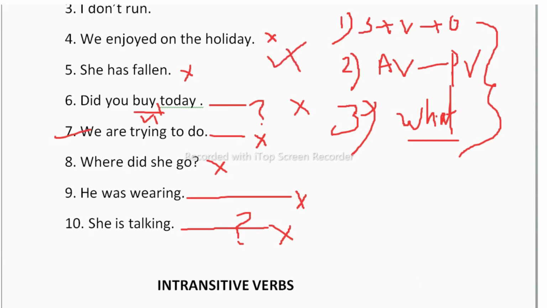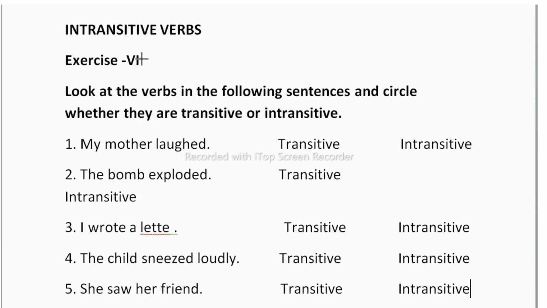Now let us move to the next part. So now let us see these verbs. Intransitive verbs, I already told you the definition, and you can also see my video on transitive and intransitive verbs. Intransitive verbs are the verbs which do not take an object to complete their meaning. Now, what you have to do here is look at the verbs in the following sentences and circle whether they are transitive or intransitive. Let me give you an example.